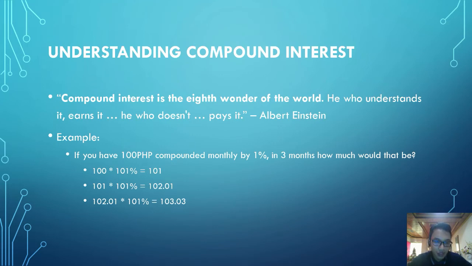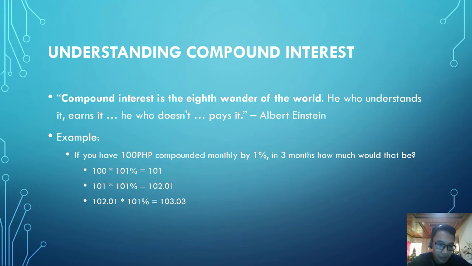So for example, if you have 100 PHP compounded monthly at 1%, in 3 months, how much would that be? So the first month, you have, let's say, 100 pesos, earning an interest of 1% or 1 peso. So in the first month, you have 101 pesos. The second month, the previous earning would be included already with the principal amount, with the capital. So that's 101 times 1%, or 101%, that's 102.01.